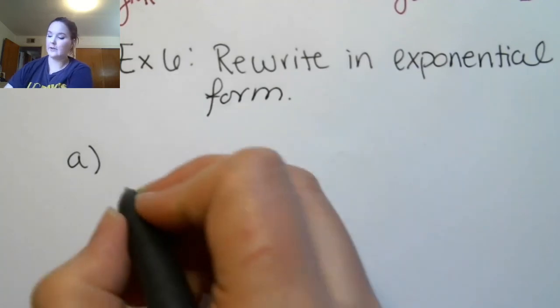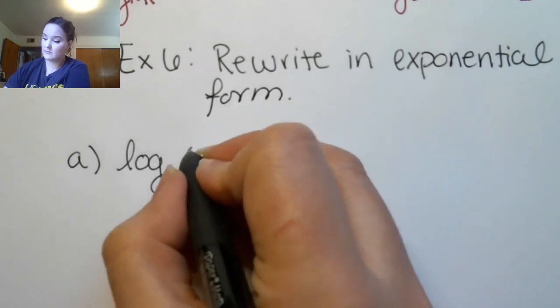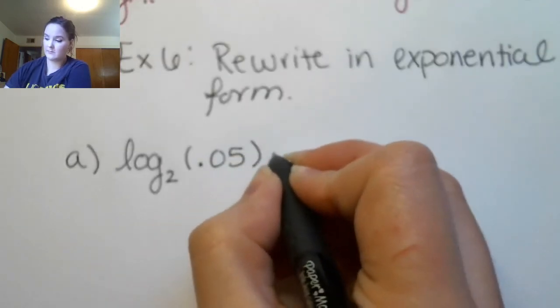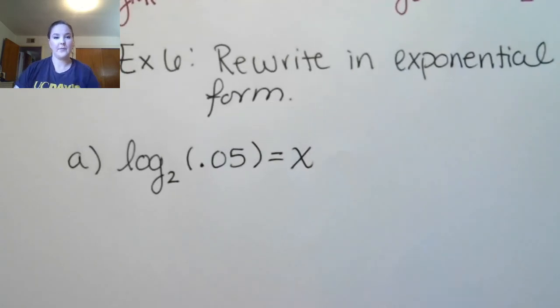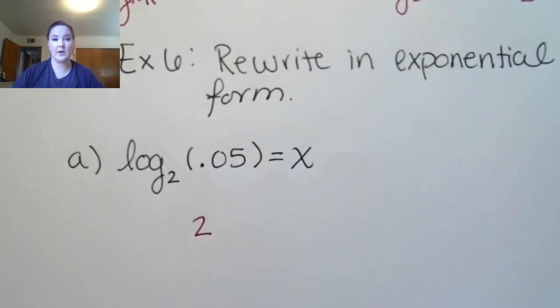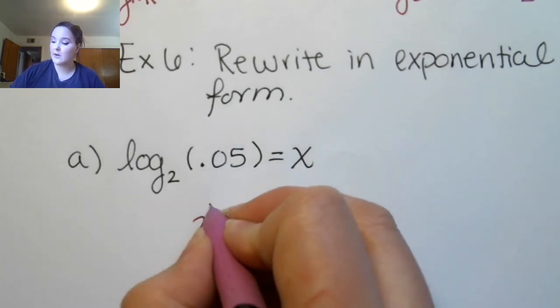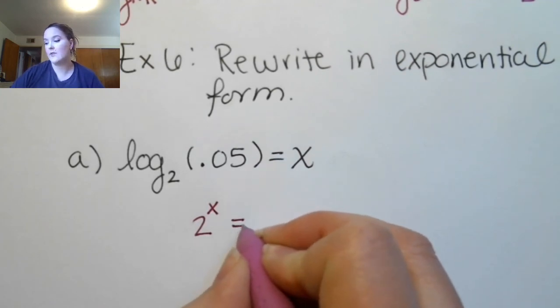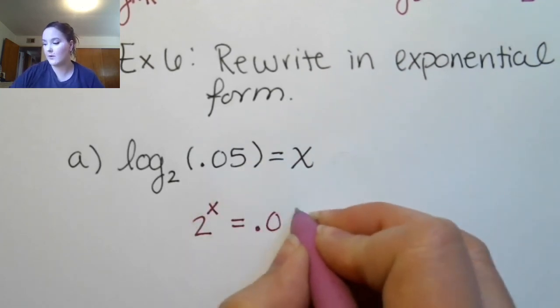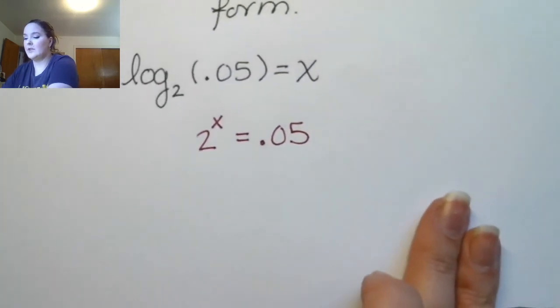We'll do 1 together. Okay. So the base of our log becomes the base of our exponent. So our base here is 2, so that's going to become the base of our exponent. Okay. For a log, the exponent is the answer. So here's our exponent. Okay, and then this will be equal to the input 0.05. All right, let me give you a couple of these to try.